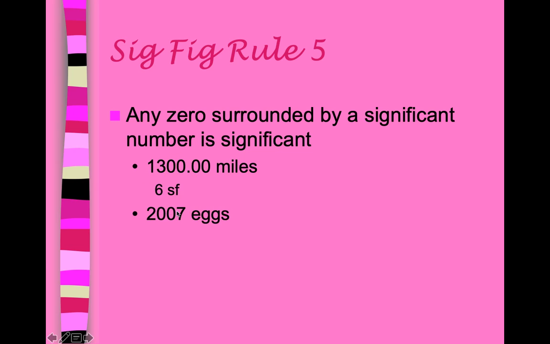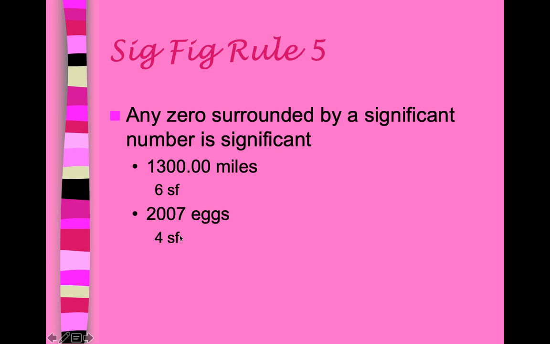Very specific. If I was counting the number of eggs I needed for a huge brunch fundraiser, and I'm like, oh, about 2007 should work. This is a significant number because it's a non-zero. This is a significant number because it's a non-zero. So the two zeros in the middle have to be significant because they are making this answer more specific because of that 7 at the end. So 1, 2, 3, 4 sig figs.